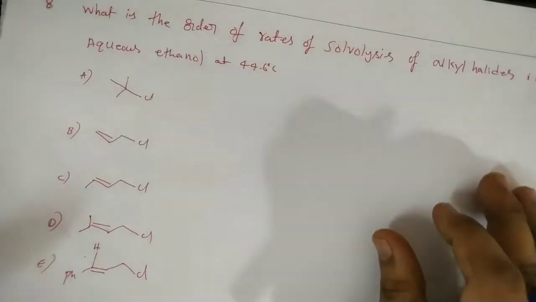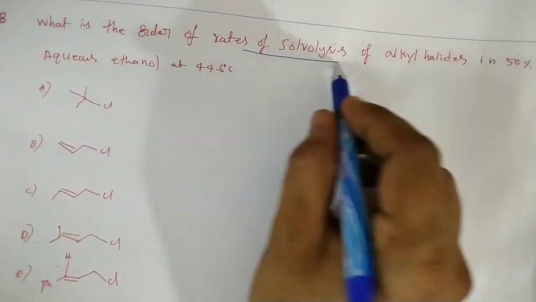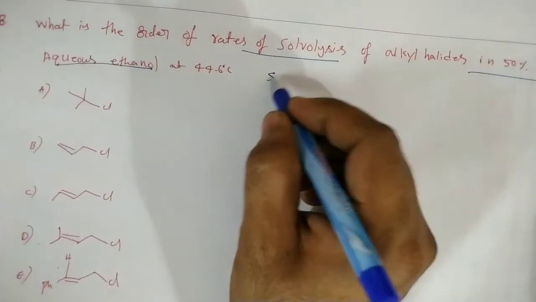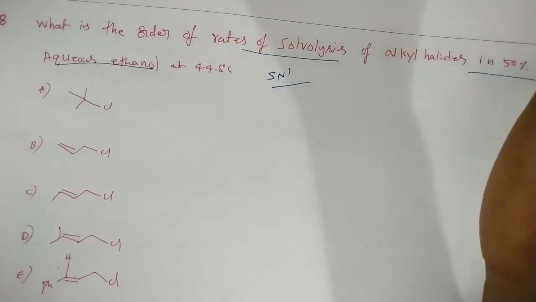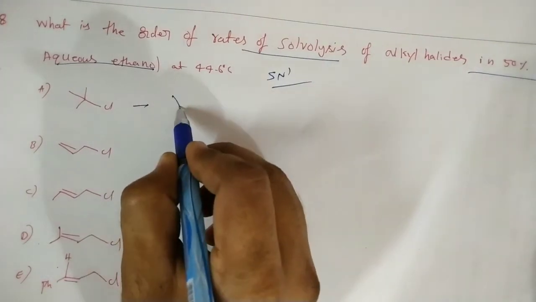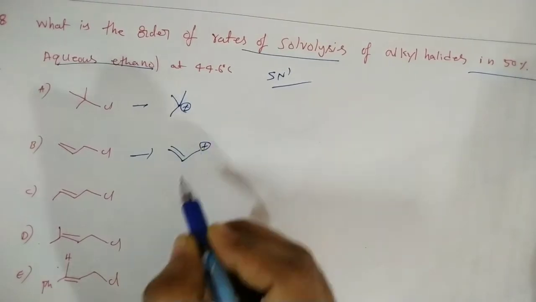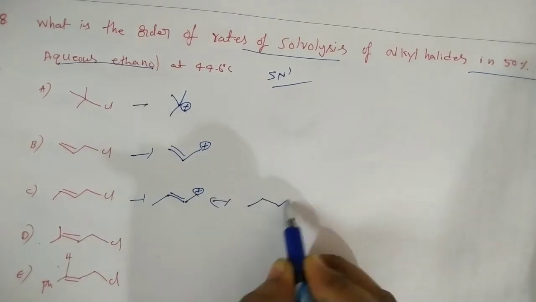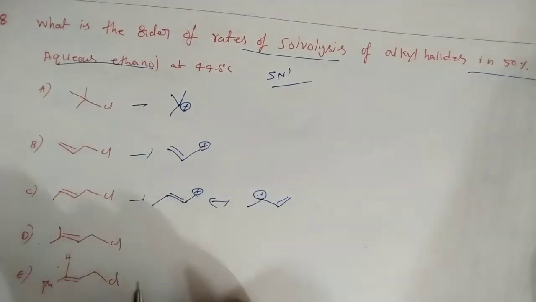Okay, next, this is one more question regarding the reactivity of the alkyl halides in a solvolysis. Okay, in 50% aqueous ethanol, that means here SN1 reaction. In SN1 reactions, the reactivity of the alkyl halides mostly is decided based on the stability of the carbocation. So here in this case, tertiary carbocation, here in this case allyl carbocation, here also allyl carbocation, but here after rearrangement, we will get the secondary allyl carbocation. So it is somewhat more stable than this case.